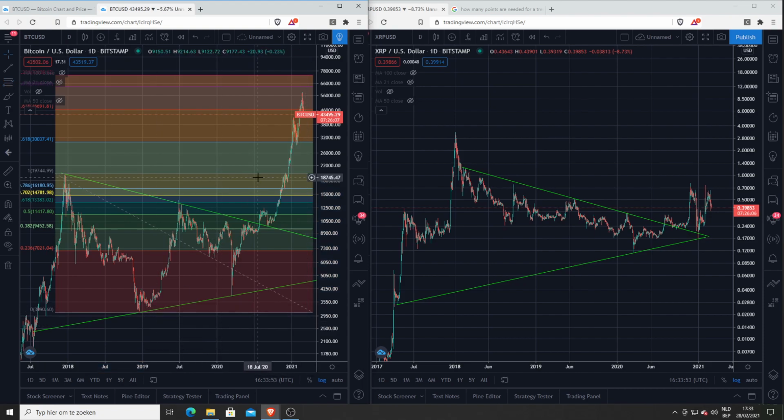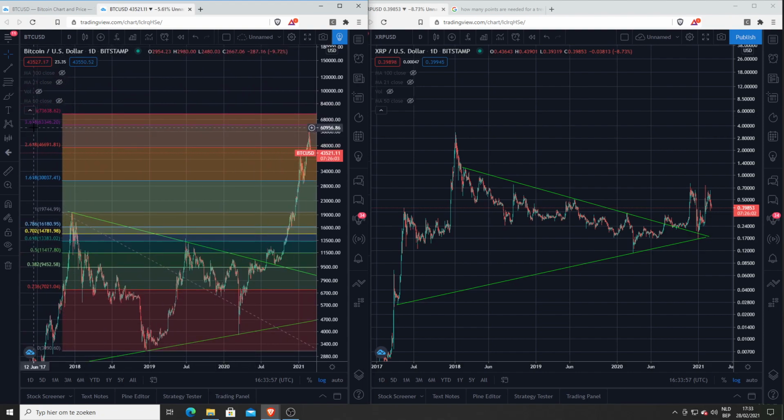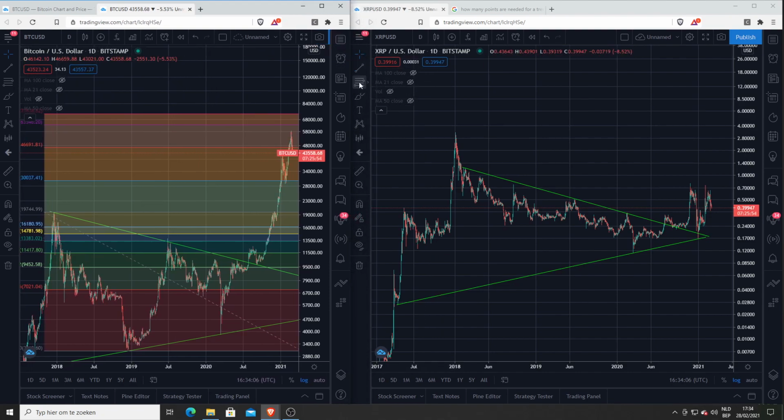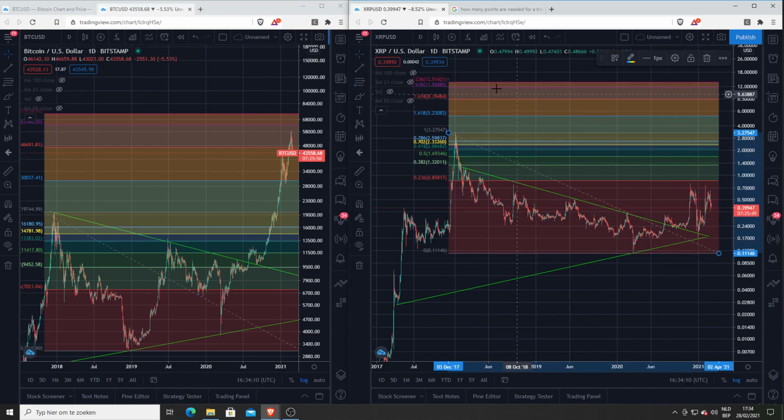And what do we see here? We already went up close to the 0.3618. If we would compare this on the XRP chart, that would be right in here, right up below the 3.618. That would give you about a $10 price target. So that's not yet $13, right?